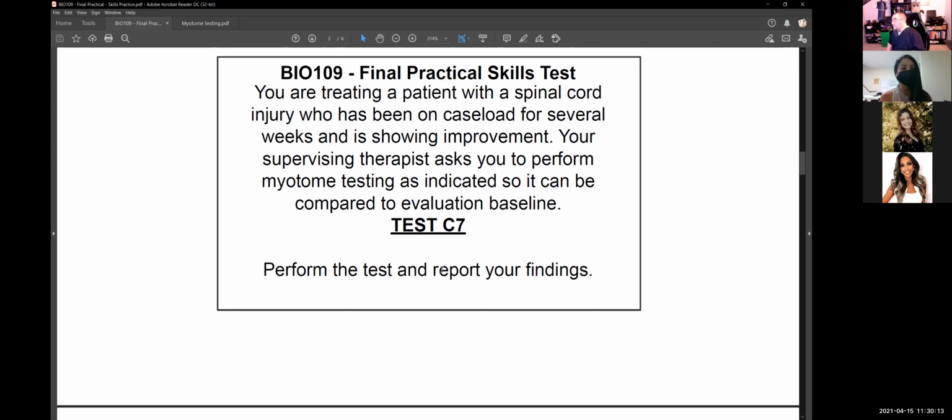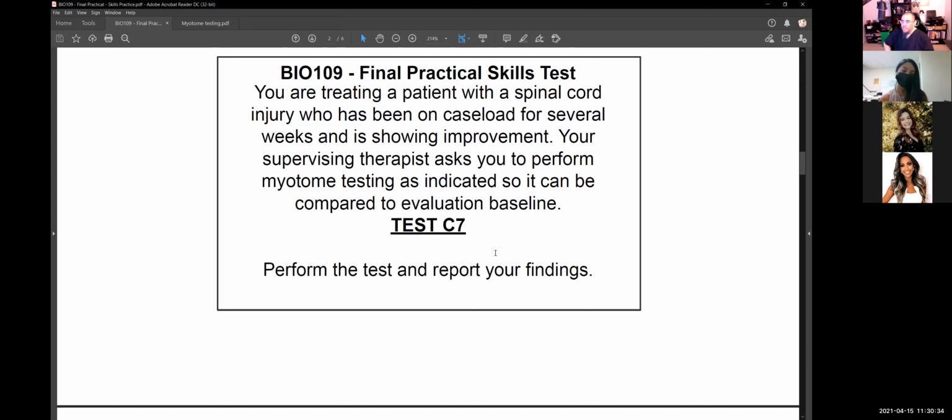Right? And yes, you're testing the motor component of the cervical nerves. Just like when we get to the cranial nerves, you're testing the motor component of the cranial nerves. So that's where you're testing that down-firing nerve. The brain is sending the signal down saying move.